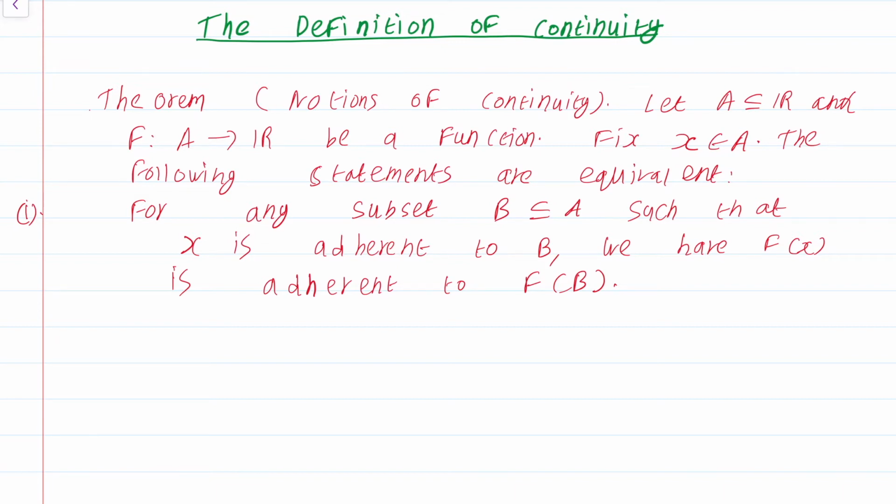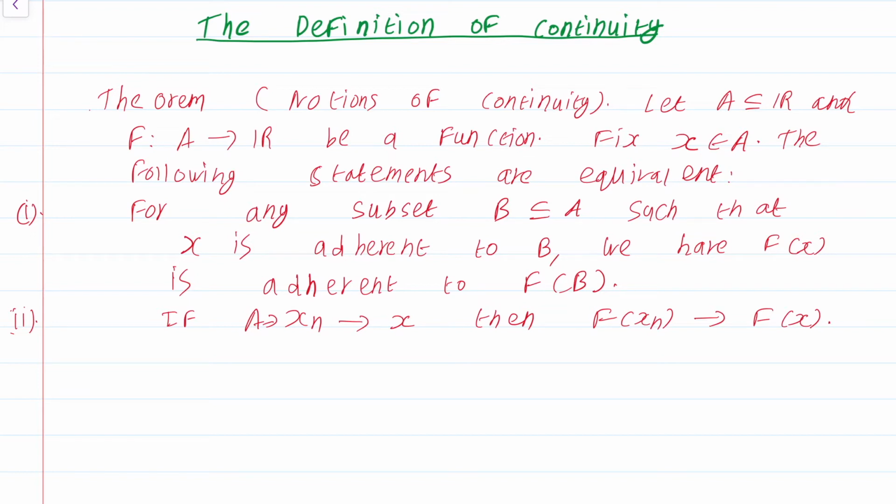Number 2. If x_n in A converges to x, then f of x_n converges to f of x.